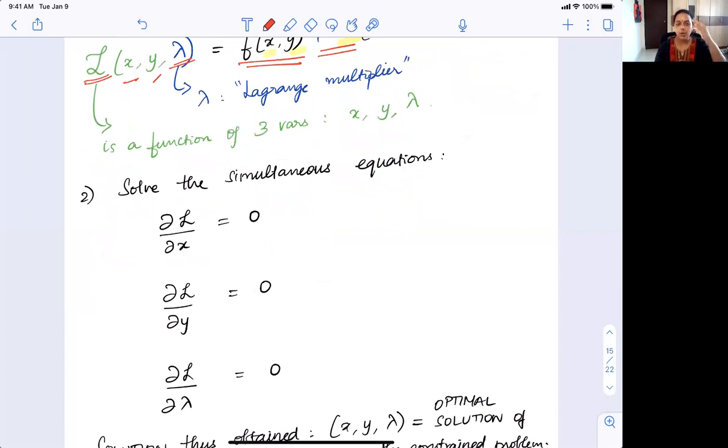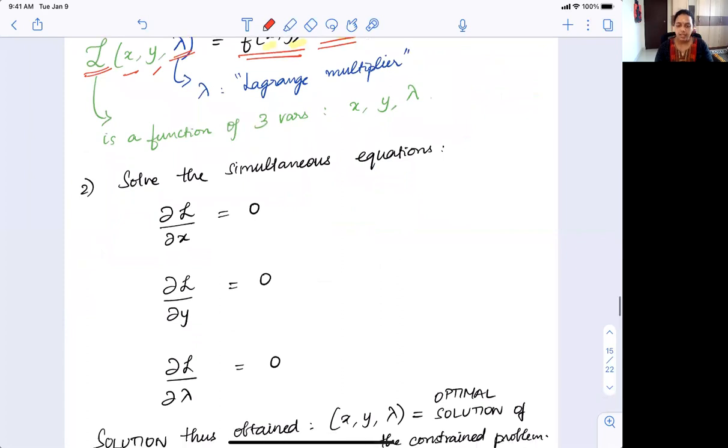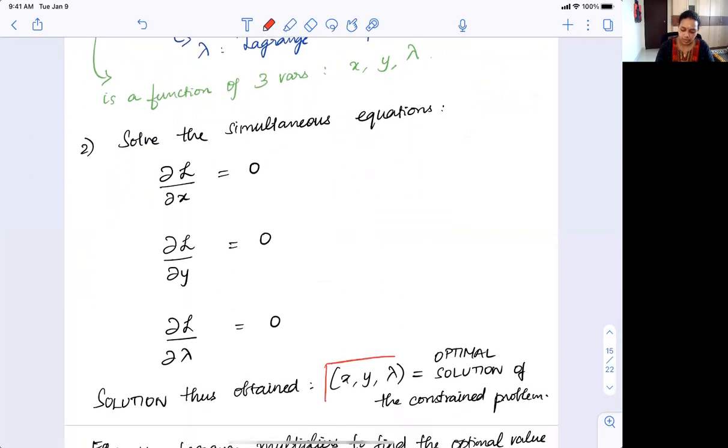Then you solve these 3 equations simultaneously. The solution you get, a set of points x, y, lambda, will be your optimal solution to the constraint optimization problem. That is all you have to do: write down the Lagrangian function and solve these 3 first order partial derivatives, and the solution you find solves your constraint optimization problem, and you're done.